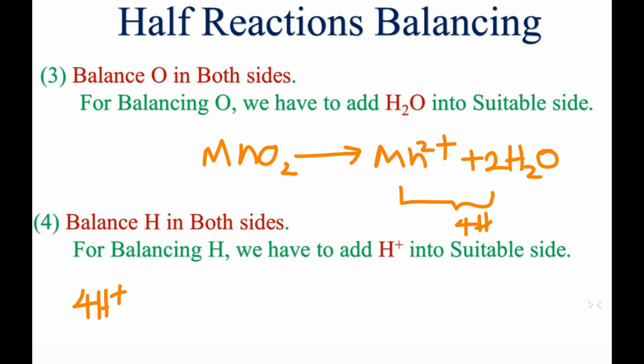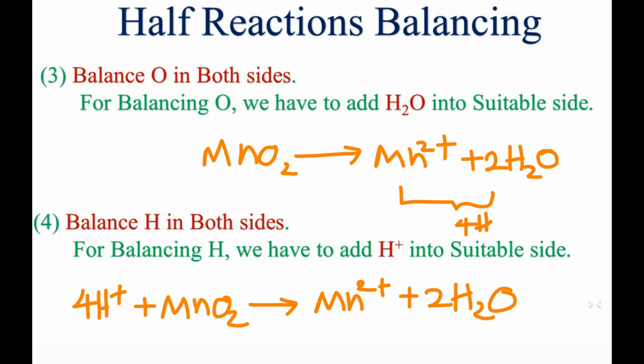For balancing hydrogen we have to add 4H+ into the left side. After adding 4H+, this is the reaction: 4H+ + MnO2 becomes Mn2+ and 2H2O. Then finally we have to balance the charge in both sides.